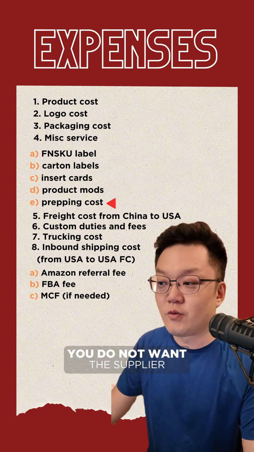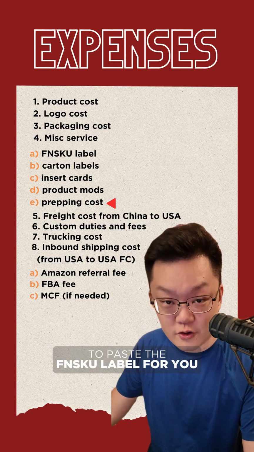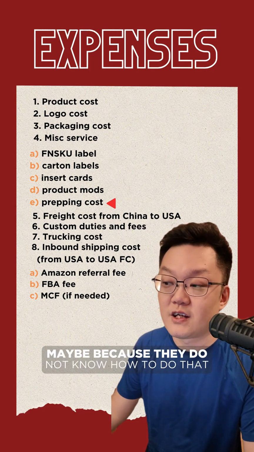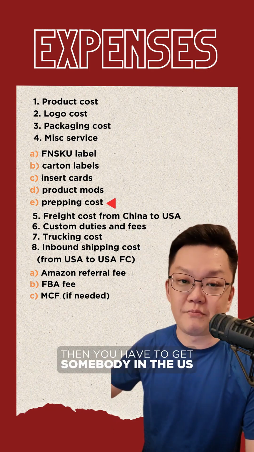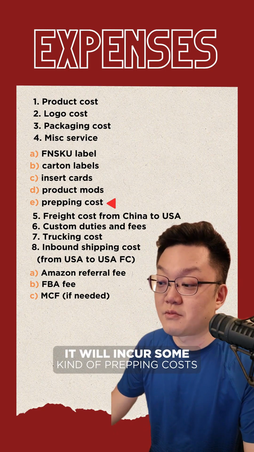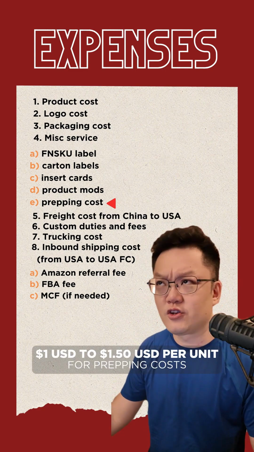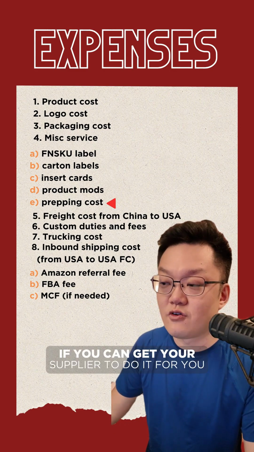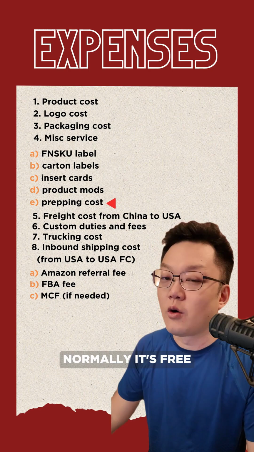Prepping costs. You do not want the supplier to paste the FNSKU label for you, and you do not want them to paste the carton label for you. Maybe because they do not know how to do that, then you have to get somebody in the US to actually do that for you. So it will actually incur some kind of prepping costs. Normally it's about $1 to $1.50 per unit for prepping costs. But the thing is that if you can get your supplier to do it for you, normally it's free.